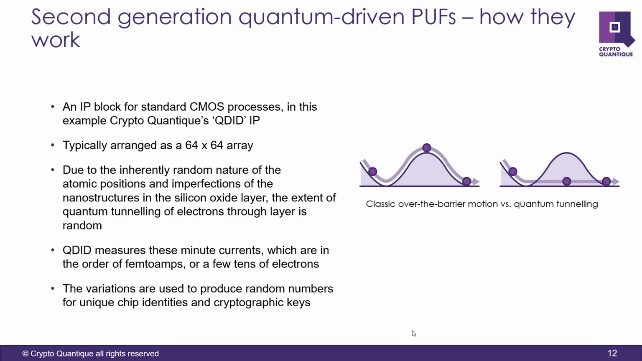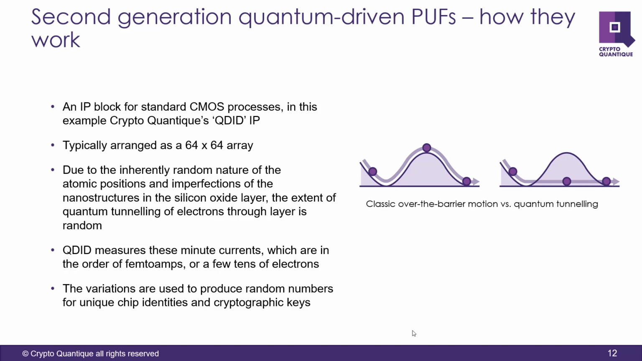Let's now have a look at second generation quantum driven PUFs. This type of PUF is available from Quantique. It's an IP block for a standard CMOS process. They call it the QDID or Quantum Driven Identity IP block. It's typically a 64 by 64 array that's baked into the CMOS process of each device, and from that 64 by 64 array a fingerprint is created. The random nature of that fingerprint is based on the atomic positions and the imperfections of the nanostructures in the silicon oxide layer of those CMOS transistors. Basically, the IP measures the quantum tunneling current across that silicon oxide layer. That random nature of that tunneling current provides the ones and zeros of the fingerprint.